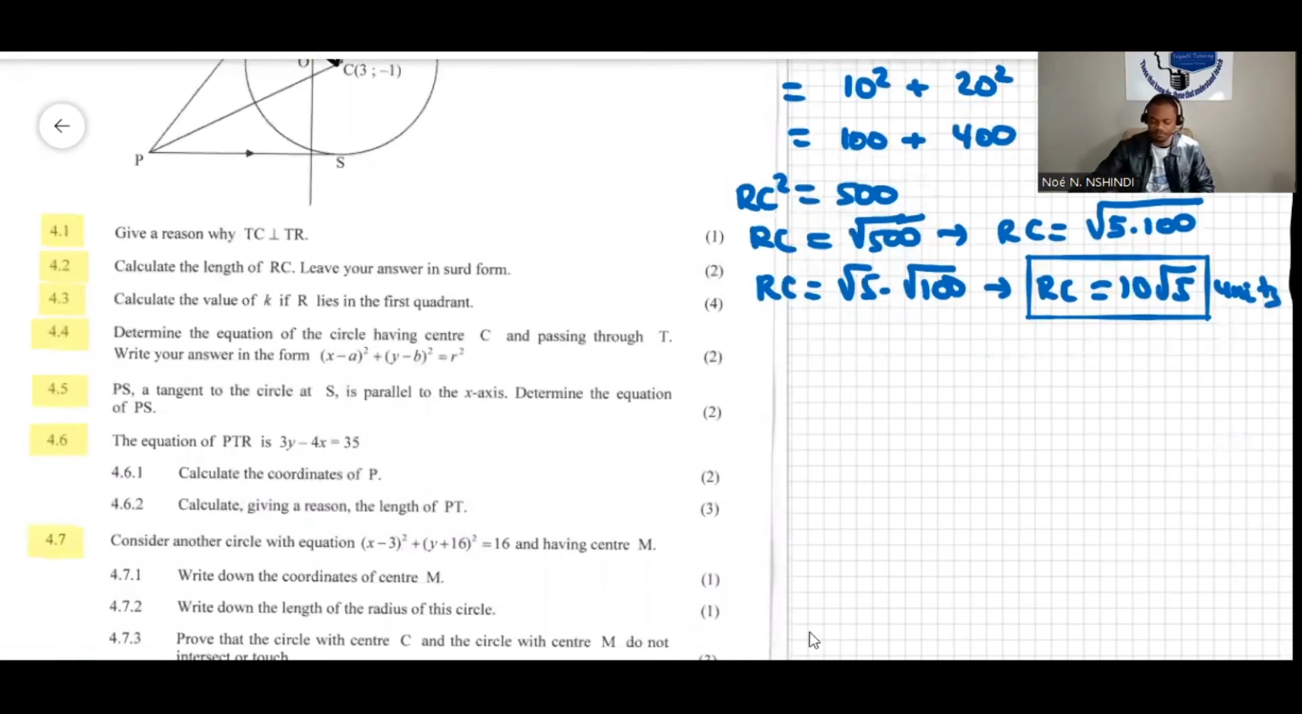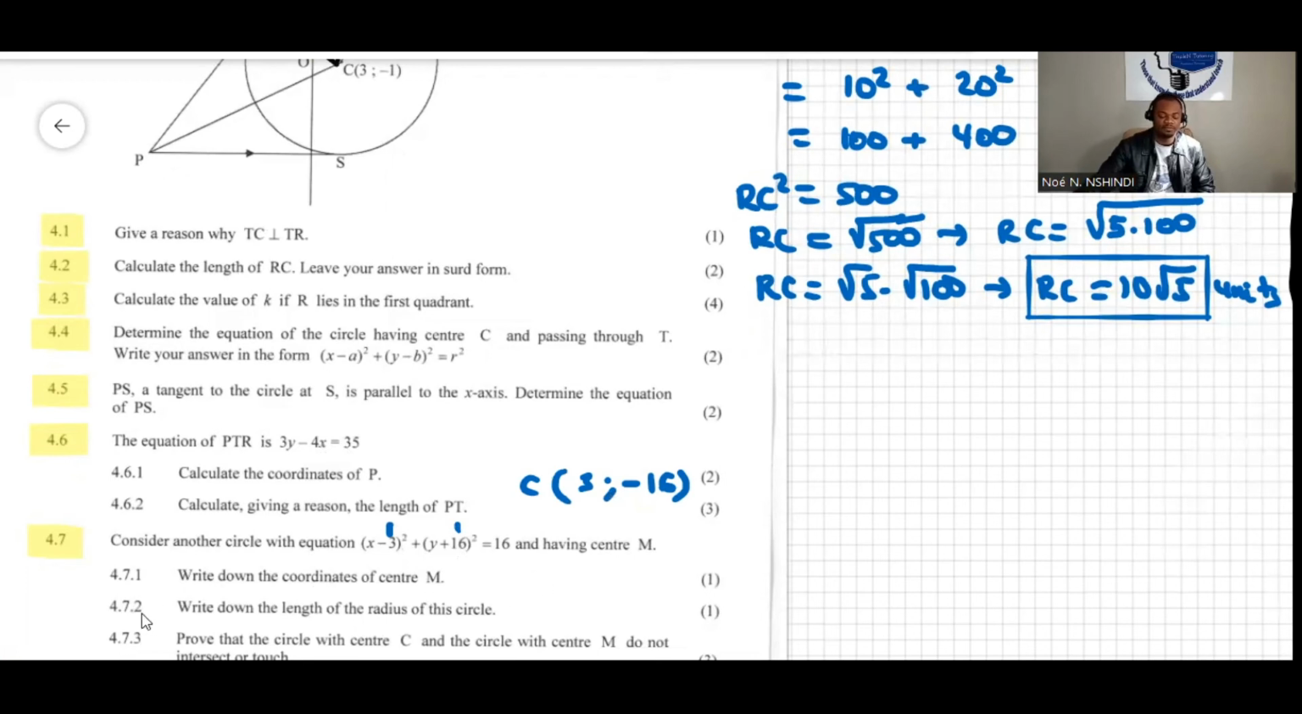The question here says, consider another circle with equation open bracket x minus 3 close bracket squared plus open bracket y plus 16 close bracket squared equal to 16 and having center M. Now the question says, write down the coordinates of M. The coordinates of M are 3 and 16, but careful, the coordinate will be positive 3 and negative 16, because of the minus in the formula.